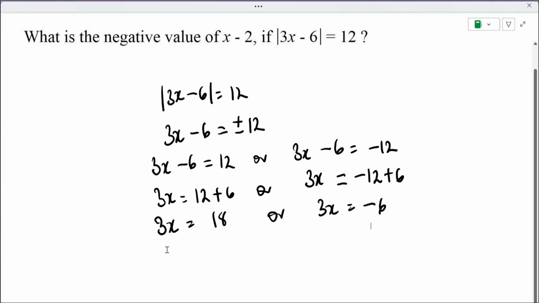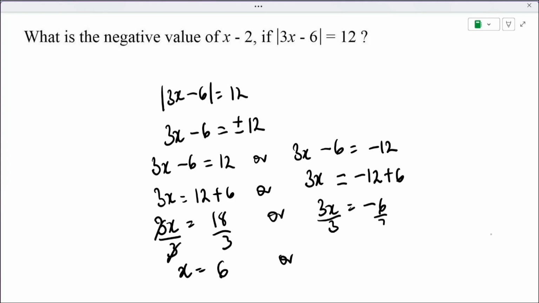We're looking for x. We divide both sides by 3. Divide this by 3 to get this 3, which is the coefficient of this x, off the x. So divided by 3 and divided by 3. 3 cancels 3. X equals 18 divided by 3 will give you 6. Or on the other side, we also divide both sides by 3 to get the 3 off the x. Divide by 3, divide by 3.